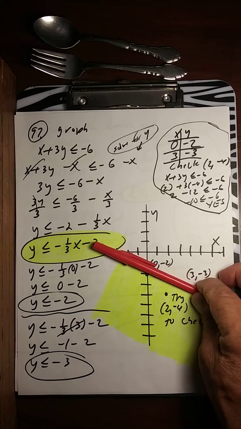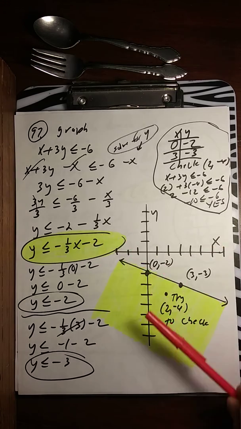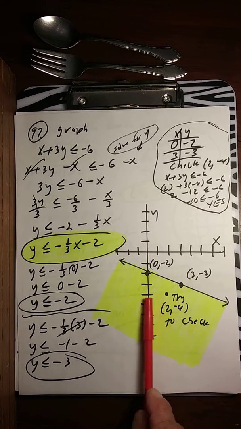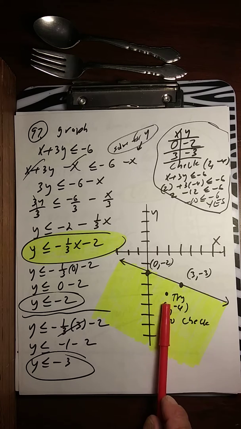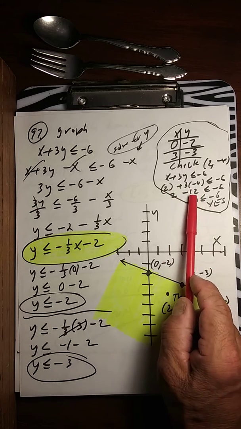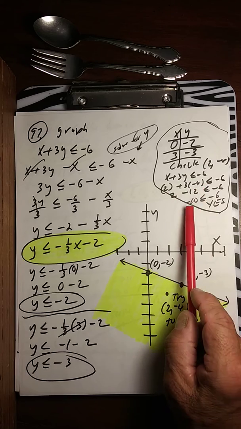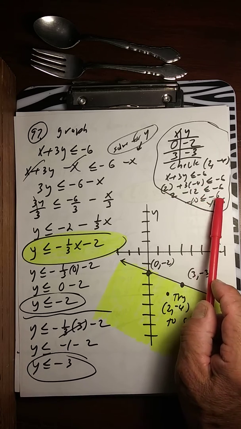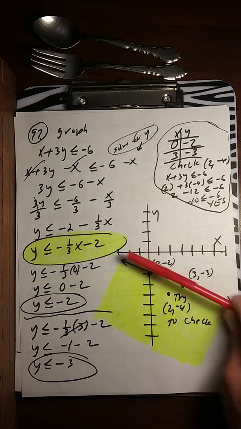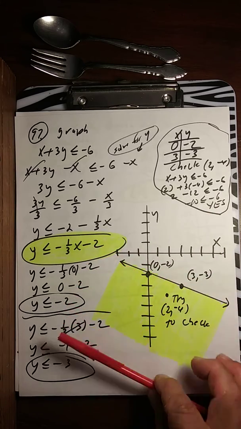Now, next question is whether it's this side or this side. Let's try a number: 2 and negative 4 is right here. It's in that block somewhere. Put this number back in the original. So 2 plus 3 times negative 4. 2 plus that is 2, and that's negative 12. That's negative 10. Is negative 10 less than or equal to negative 6? The answer is yes. So all the numbers are going to be shaded, including the line. That's all the numbers going this way.